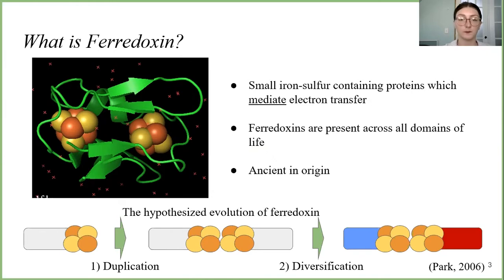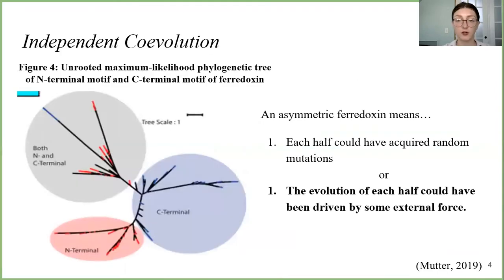is also very ancient. In terms of how this ferredoxin evolved, it is accepted that at one point, the gene of some ancient iron-sulfur redox protein was duplicated, leading to a symmetric protoferredoxin, which I've outlined at the bottom of this slide. However, extant ferredoxins are asymmetric iron-sulfur proteins. At this point, each half could have acquired random mutations, which led to modern ferredoxin, or the evolution of each half could have been driven by some external force.